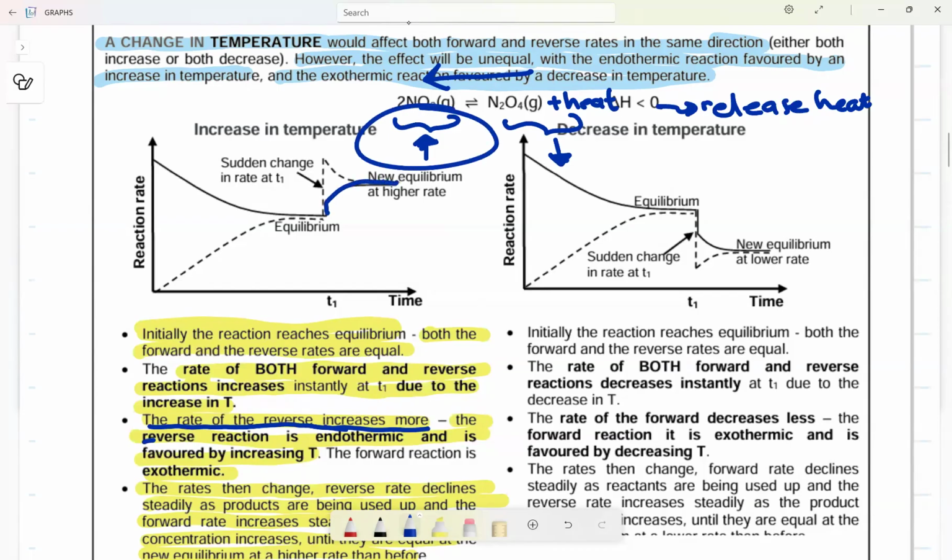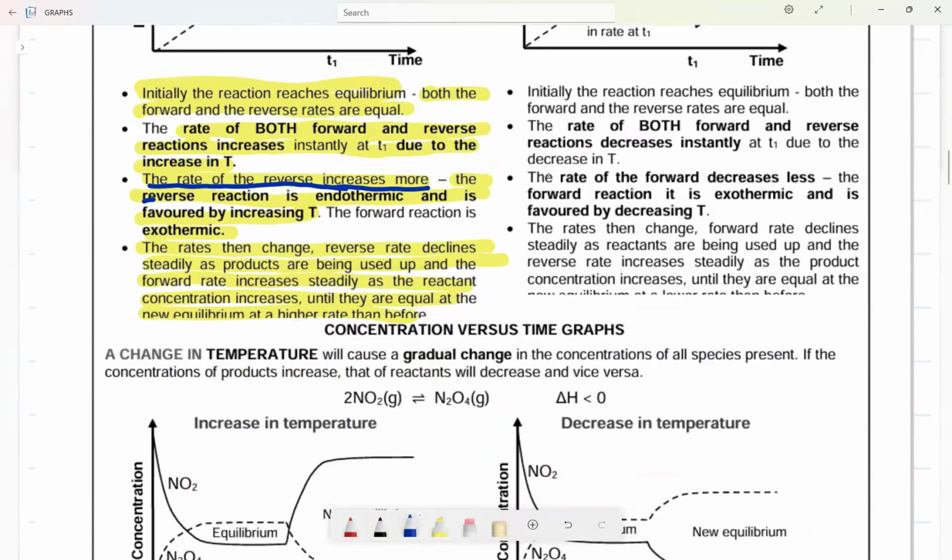Why? Because they are adding something to it. On this one it decreases. Why? Because they are decreasing something. Similarly, this is what they will explain on these graphs. Then the rate of both the forward and reverse decreases instantly. Then the rate of the forward decreases less. Can you see? The rate of forward decreases less. Therefore, the forward is favored.